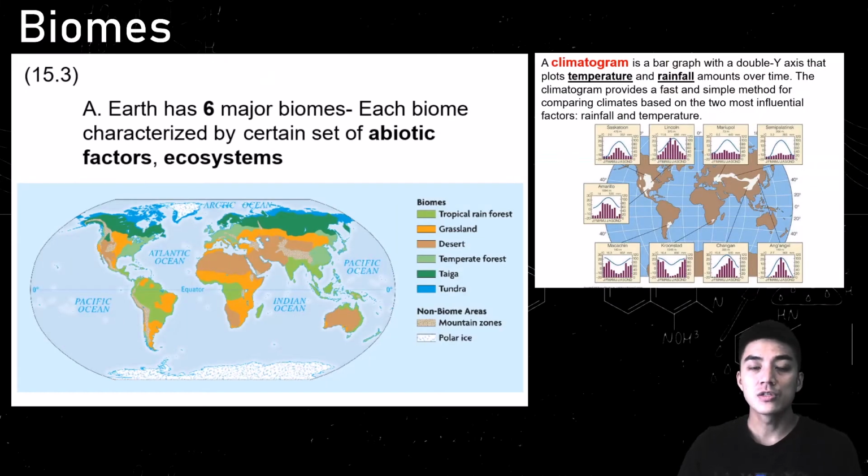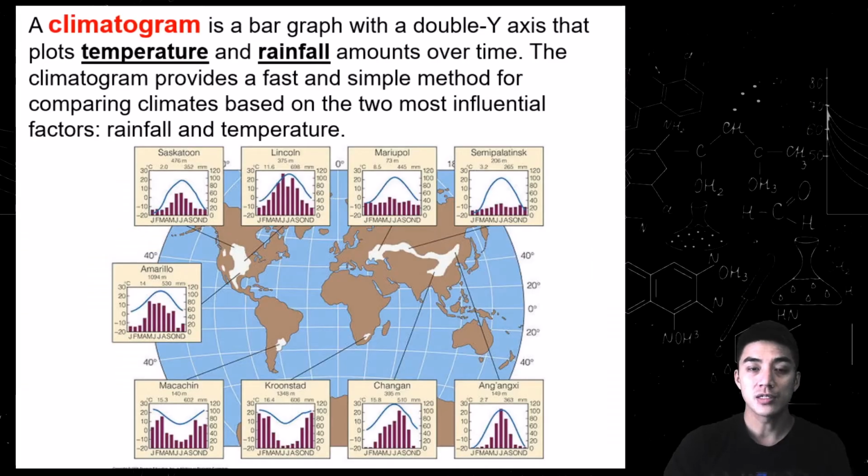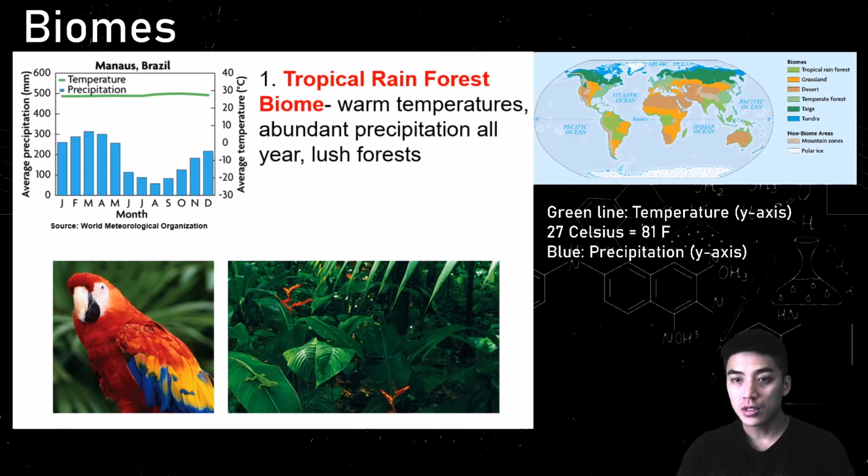The Earth has 6 major biomes, and we'll discuss each one. But each biome is characterized by the amount of rainfall and the temperature that it receives over the course of a year. Each biome has its own climatogram. It has a double Y-axis representing temperature and rainfall or precipitation, and it's pretty easy to read. So the drawn-in slope that you see on the climatogram would represent temperature, whereas the bars represent the precipitation over each month.